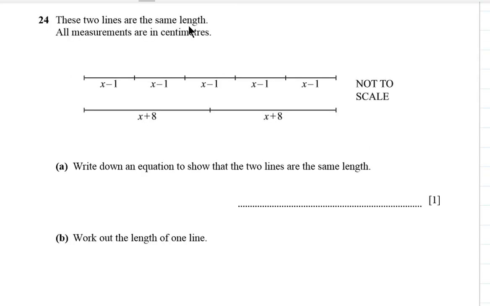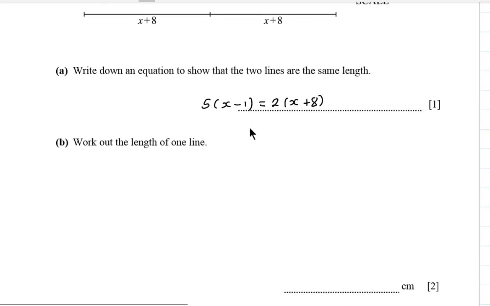24. These two lines are the same length. All measurements are in centimeters. A. Write down an equation to show that the two lines are the same length. Okay, we have here x minus 1 repeated for 5 times. So we can write it as 5 multiplied by x minus 1, which is equal to x plus 8, but it's repeated just twice. So we can write here 2 multiplied by x plus 8. This is the required equation.